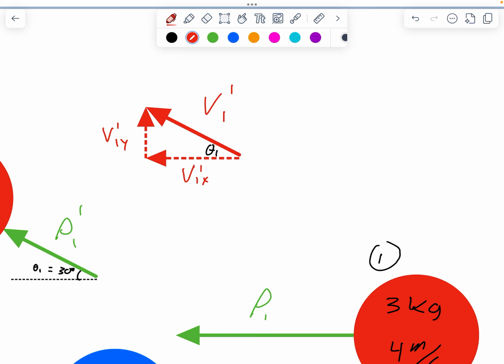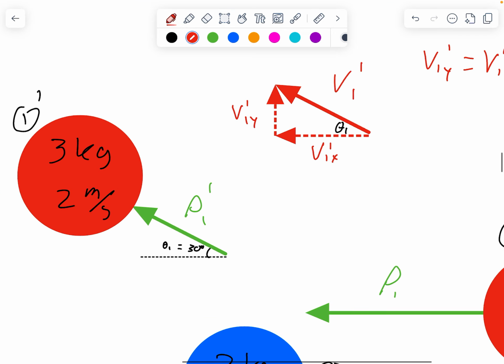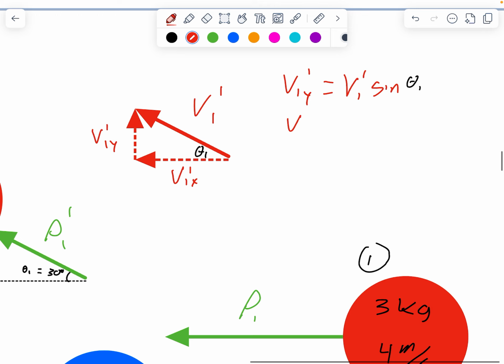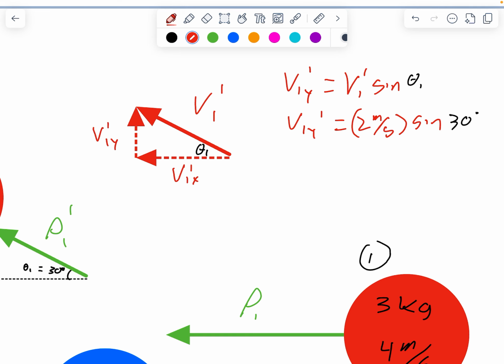Since I have information, I might as well calculate, or at least set up the calculations. For the Y component, that component is across from, or opposite, the angle. That's my clue that I'm going to use the sine function. So V1 prime sine of theta 1 is going to tell me what V1y prime is. I have 2 meters per second and the angle is 30 degrees, so I have enough information to calculate: 2 meters per second times the sine of 30 degrees. I'll put it in my calculator when I actually need it.